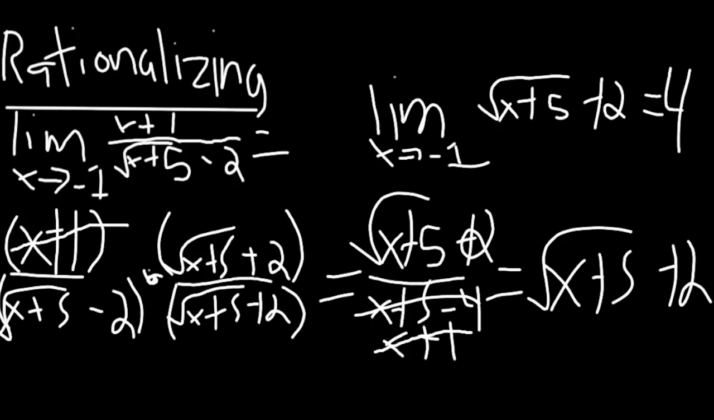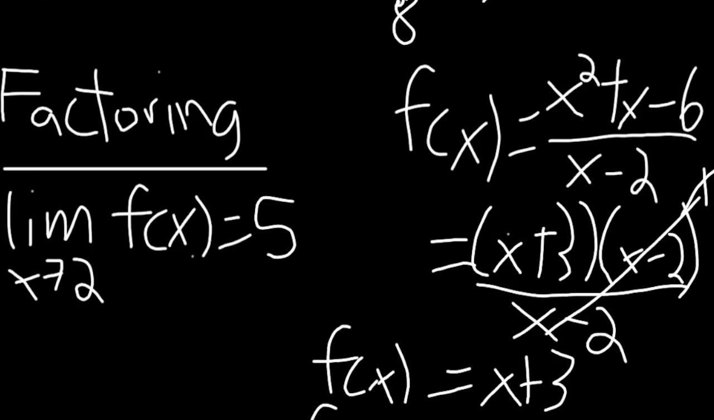That's what the limit is, and that's going to work for all square roots. There's another way to simplify, but that involves trig identities, which I'm not the best at, but that's about it.